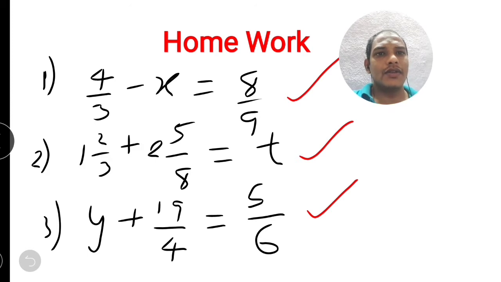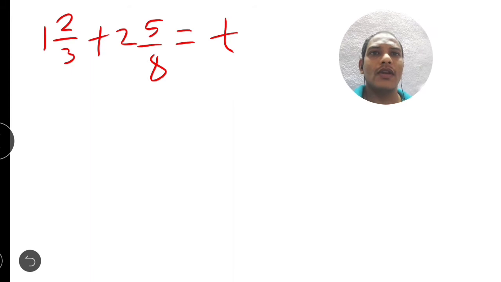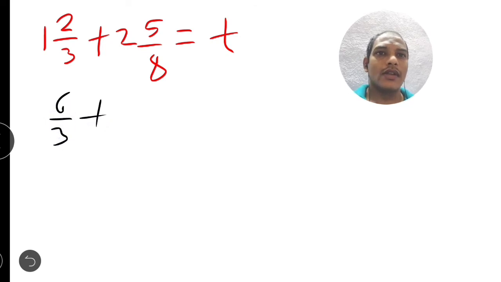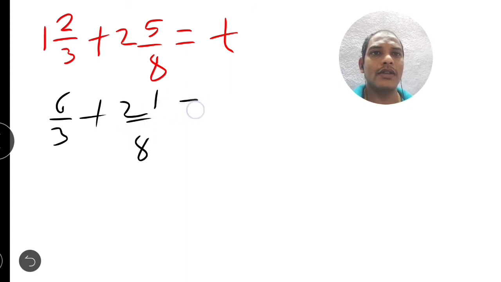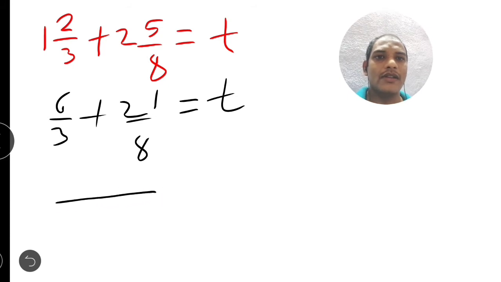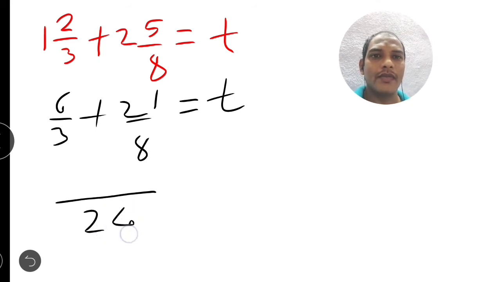Next, second question: 1 whole 2 by 3 plus 2 whole 5 by 8 equals t. 1 whole 2 by 3 as an improper fraction: 3 1s are 3, plus 2 is 5. So 5 by 3 plus 8 2s are 16 plus 5 is 21 by 8 equals t. Now the denominators are 3 and 8. Both are different, so their LCM is 3 8s are 24.